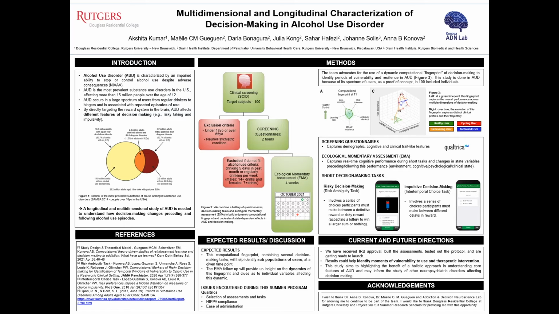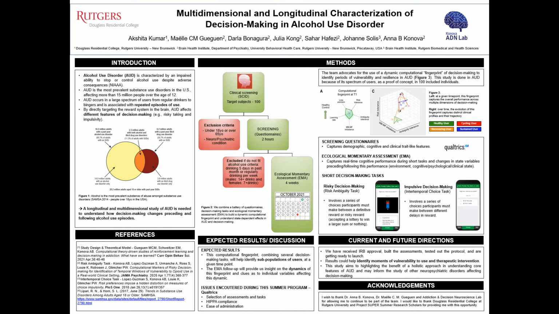Thanks to Project Super, I worked at Konova lab on a new project aiming to study over time how alcohol use affects decision making. Alcohol use disorder, also known as AUD, is a medical condition characterized by an impaired ability to stop or control alcohol use despite adverse consequences. As all addictions, it is characterized by its cyclic nature of periods of abuse, drug preoccupation, and abstinence. AUD impairs the reward system of the brain and leads to maladaptive decision making.